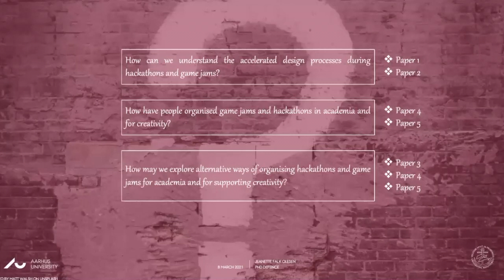So turning back to the research questions, paper 1 and 2 contribute to answering how we can understand accelerated design processes during hackathons and game jams. Paper 4 and 5 contribute to answering how people have organized game jams and hackathons in academia and creativity. Lastly, paper 3, 4, and 5 contribute to discussing how we may explore alternative ways of organizing hackathons and game jams for academia and for supporting creativity. And now I will present the main contributions of the papers as they answer the 3 research questions.